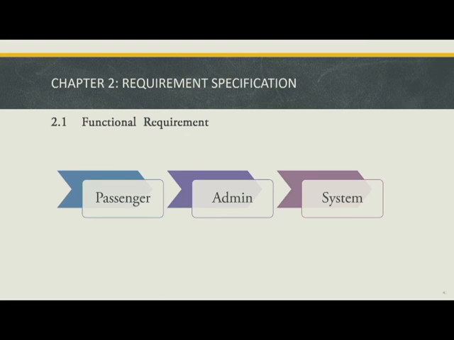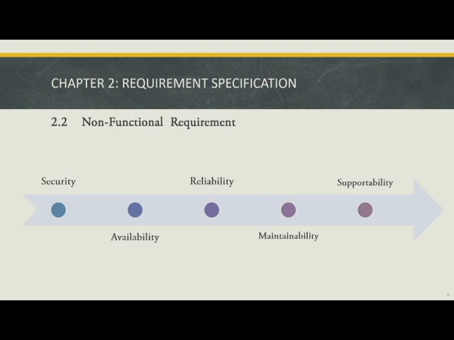Let's move to Chapter 2, Requirement Specification. First and foremost is Functional Requirement. We have 3 functional requirements. They are passenger, admin, and system itself. Each of them has their own jobs. Next, I will explain about non-functional requirements.